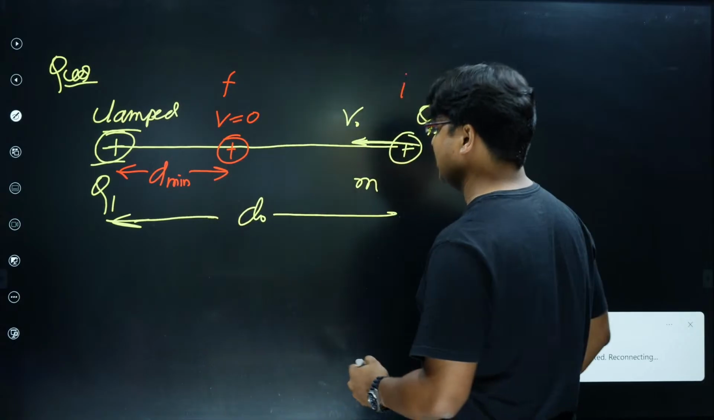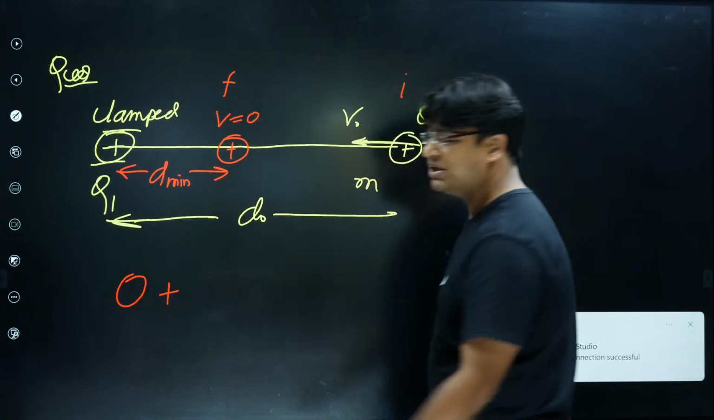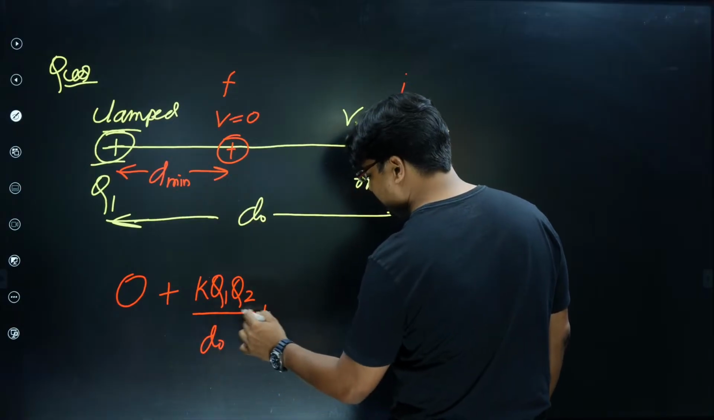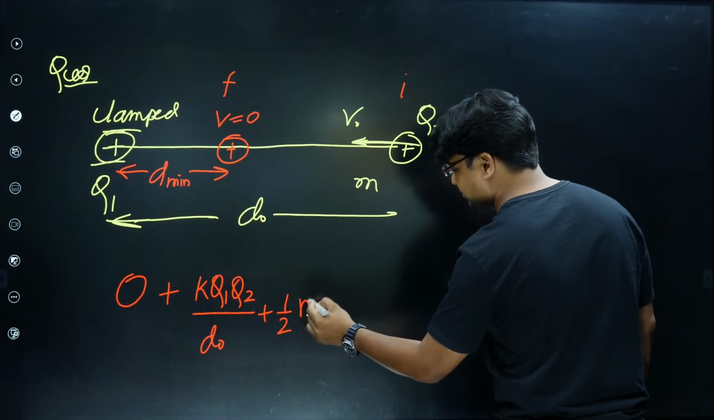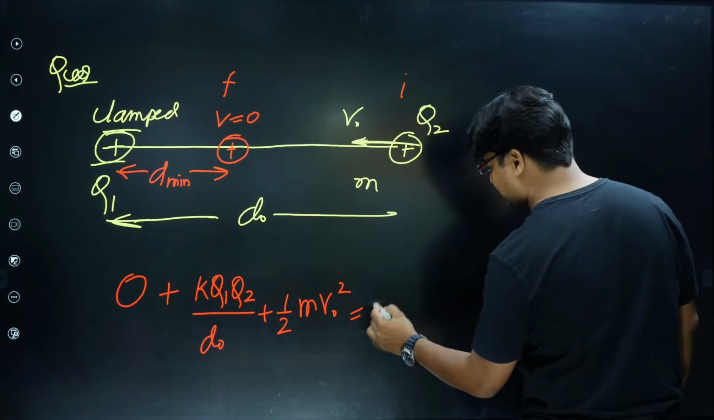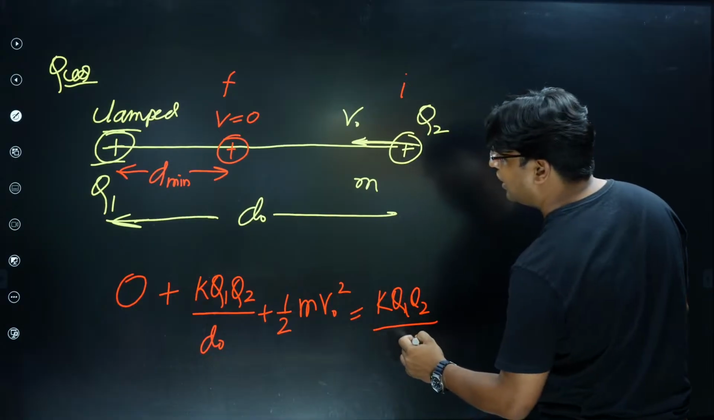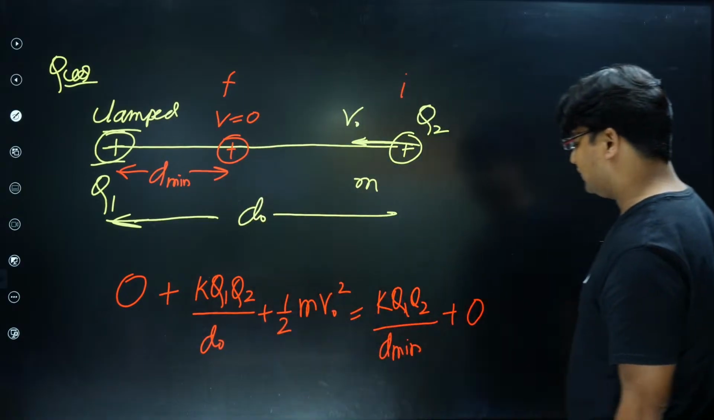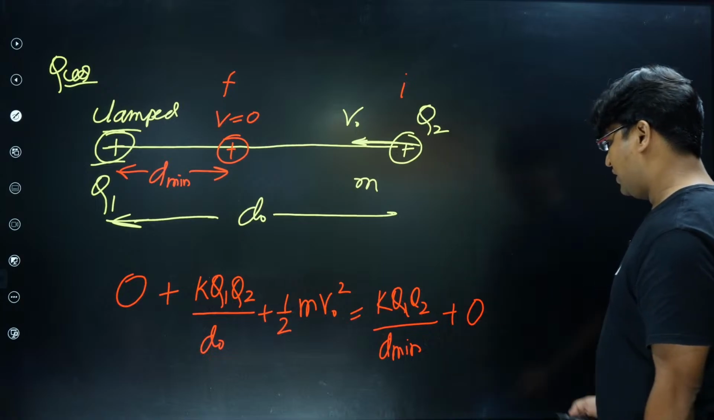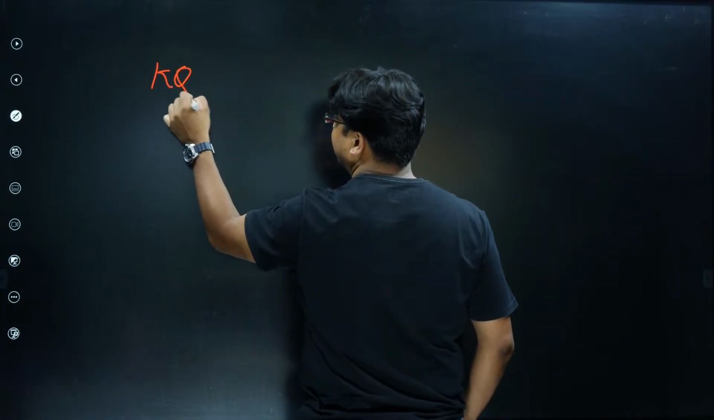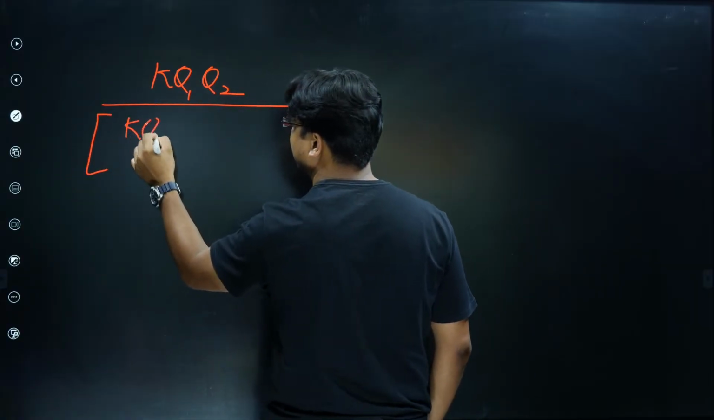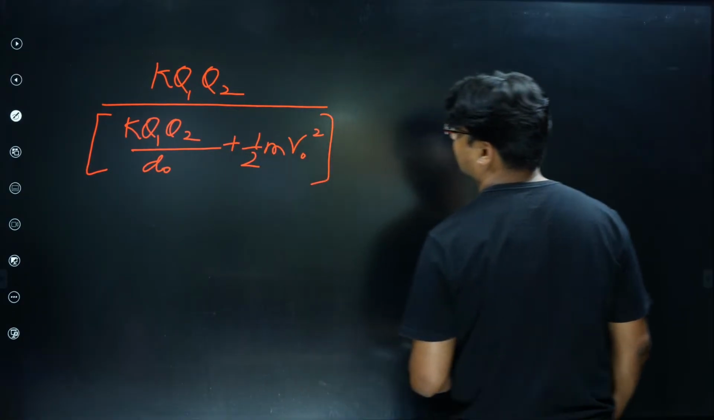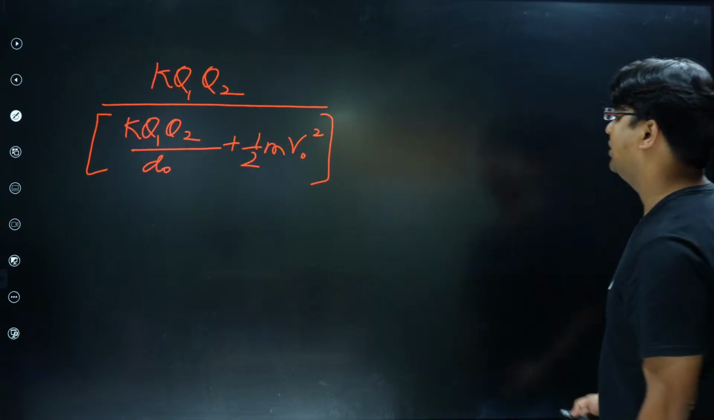If I see a mathematical possibility of getting d minimum as 0, but the external force is not doing any work, so I will write w external plus Ui. Now Ui will be given as k q1 q2 by d naught, the initial kinetic energy. This time initially we gave some kinetic energy, so that would be half m v naught square. Final potential energy will be k q1 q2 by d minimum, and final kinetic energy will be 0 because ultimately this particle would have come to rest. Now we will rearrange to get the value of d minimum. It would be k q1 q2 divided by k q1 q2 by d naught plus half m v naught square. That's d minimum.